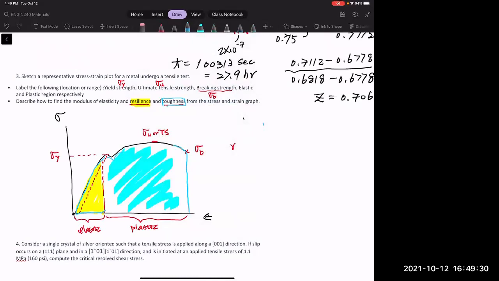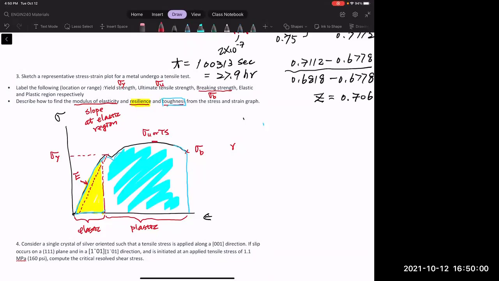And what is the modulus of elasticity? It is the slope at the linear region, the elastic region, which is the slope of here. This is also known as the E. It's the Young's modulus.